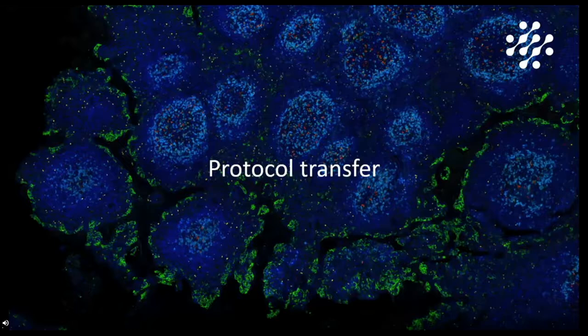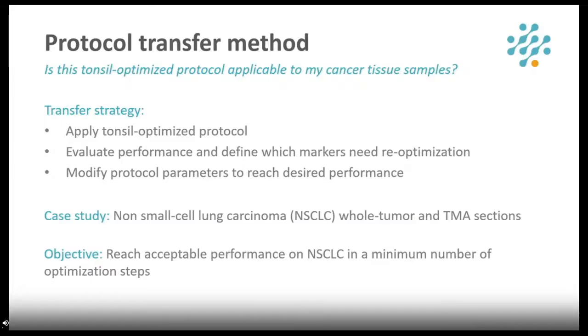So we're now moving to the second part of the study, which is the transfer of the multiplexing assay using LabSat to a different tissue type, a cancer tissue. A multiplexing assay optimized on tonsil can sometimes not be completely adapted to other specific tumor sections because of different marker expression patterns, or sometimes tissue specificities like different structures, different levels of autofluorescence, etc. The question we ask here is: is this tonsil-optimized protocol applicable to my cancer tissue samples?